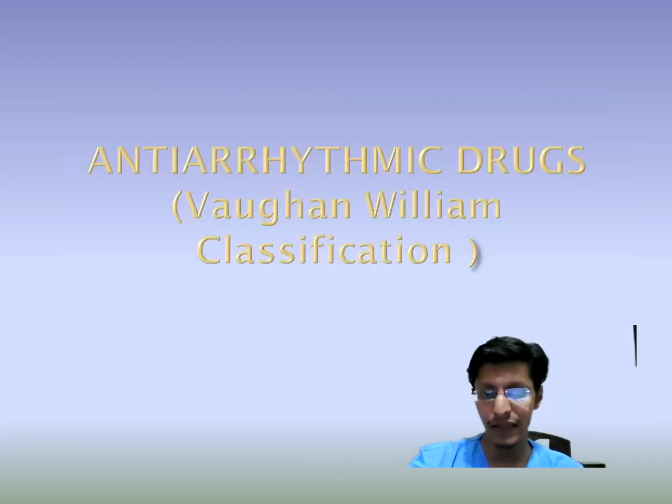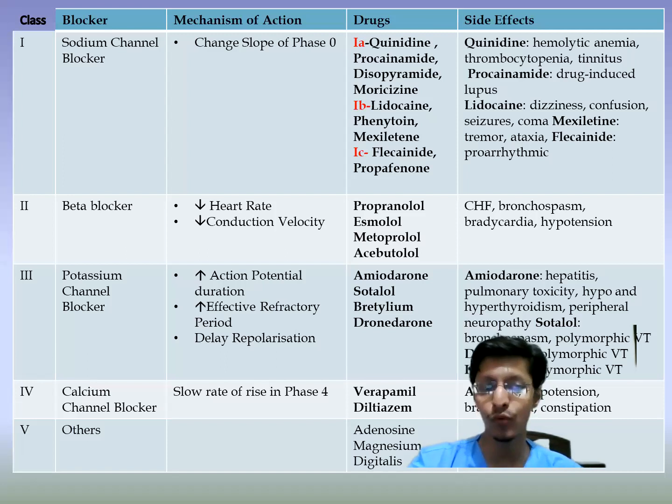Now, what are the anti-arrhythmic drugs? We have class 1, 2, 3, 4, and 5. Class 1 is a sodium channel blocker. Class 2 is a beta blocker. Class 3 is a potassium channel blocker. Class 4 is a calcium channel blocker.